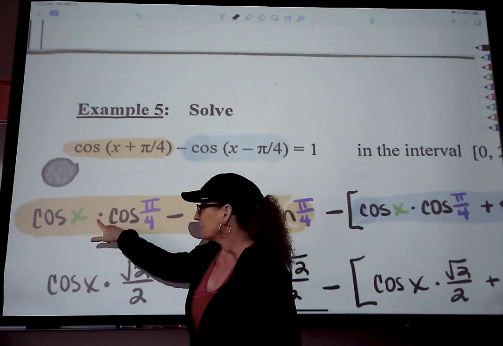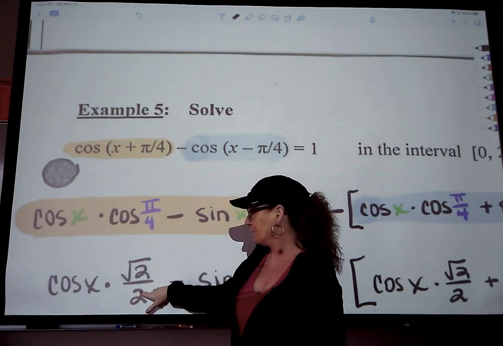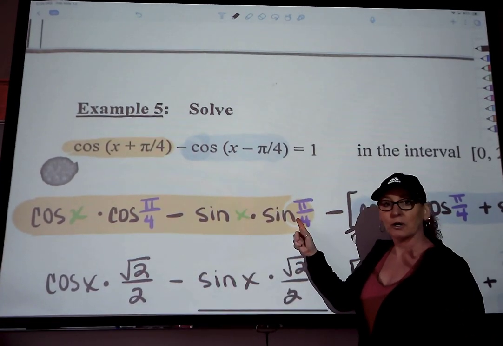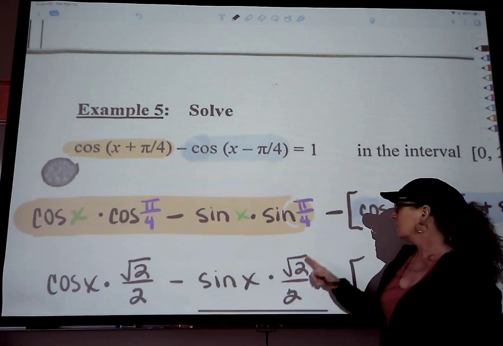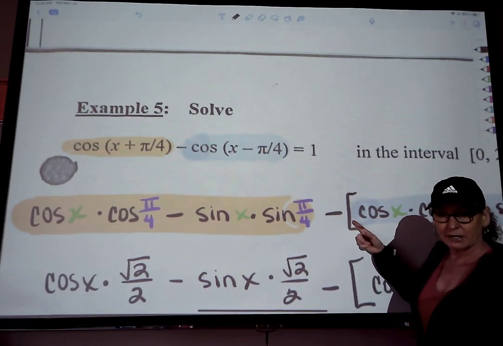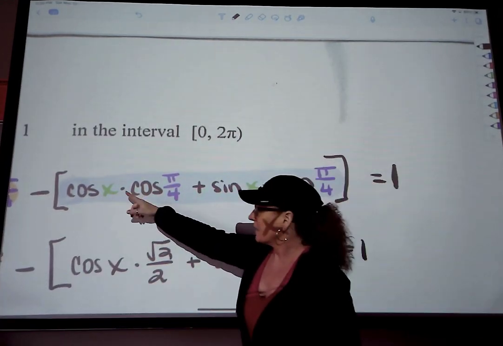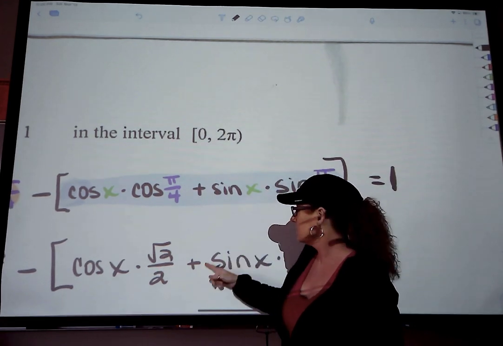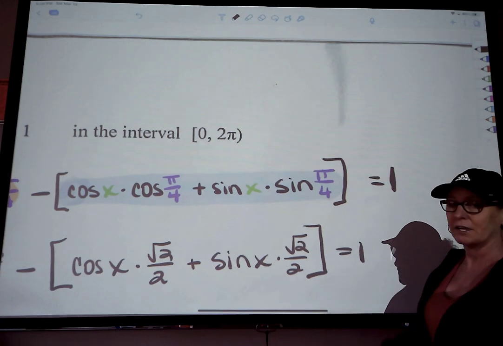Cosine x, write it down, times radical 2 over 2. Minus sine of x, write it down, times sine of pi over 4. I know this, it's radical 2 over 2. Minus, parentheses, bracket, whatever, cosine x, write it down, times cosine pi over 4, sine pi over 4. I know this. It's still supposed to equal 1.